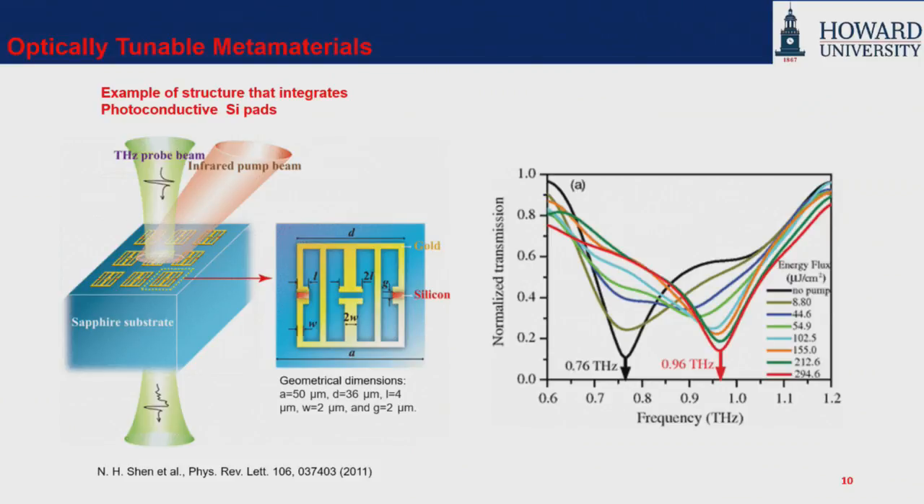So this is an example of a structure that integrates photoconductive silicon pads. When the structure is illuminated, the silicon pads induce charge carriers and become conductive. So the equivalent circuit of the structure will be changed. And we actually have a switch or a shift from a low frequency mode to a high frequency mode.